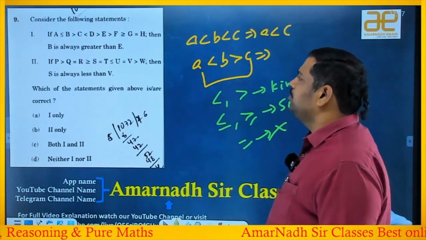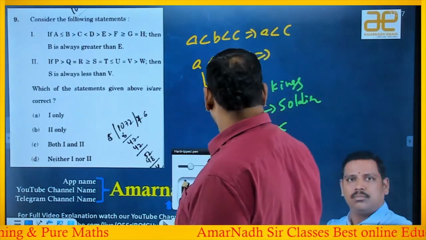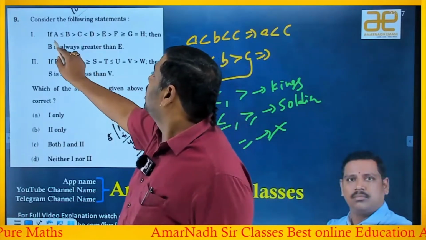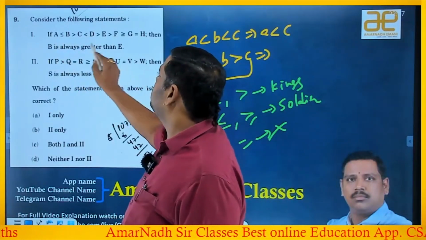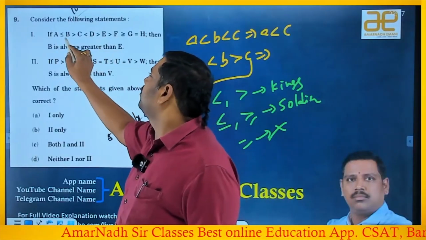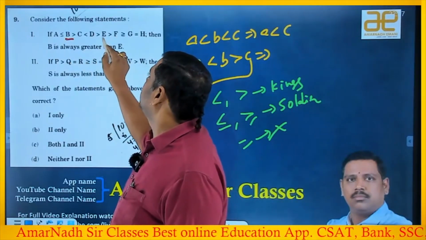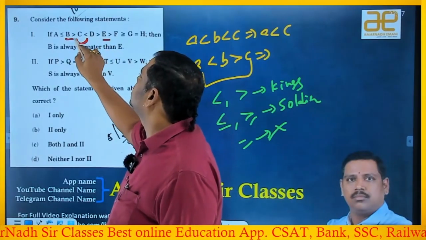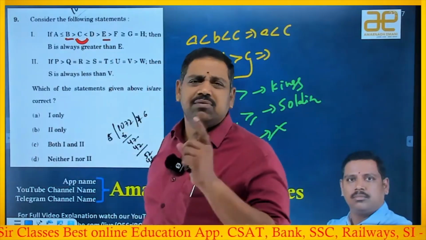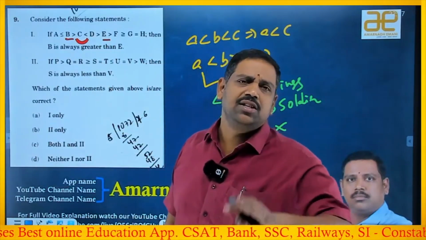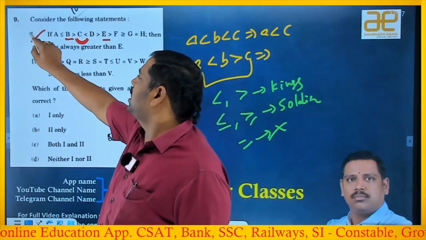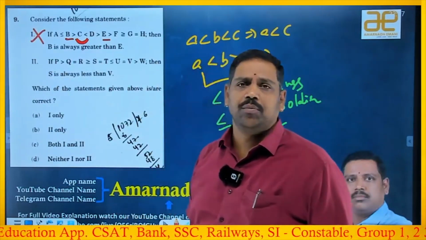So now come to the first one. He said that B is always greater than or equal to E. Greater than E. If you observe B and E, the symbol got changed. If the symbol got changed at least one place, you are unable to say which relation holds. We are unable to determine the relation. So the first one is wrong.